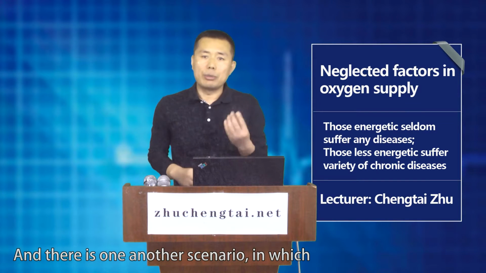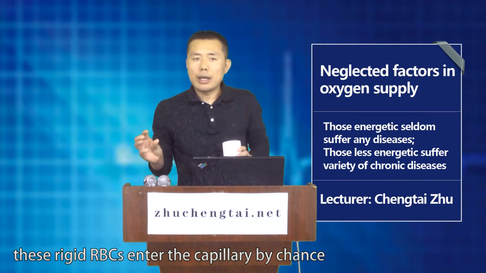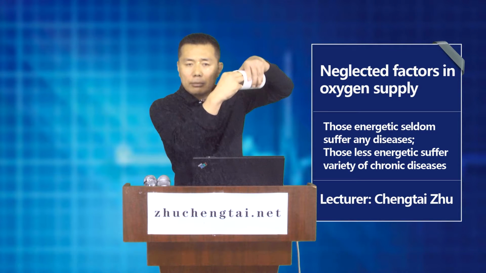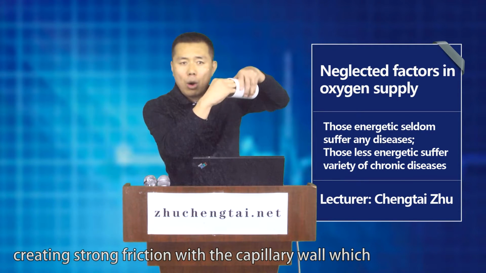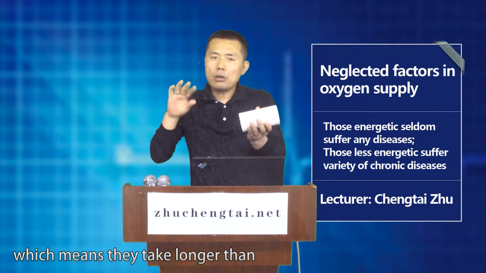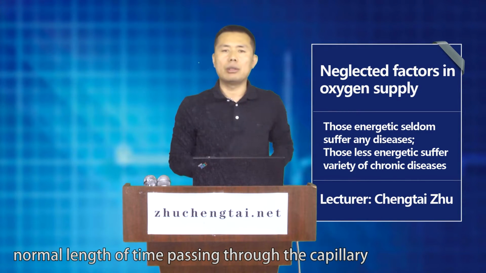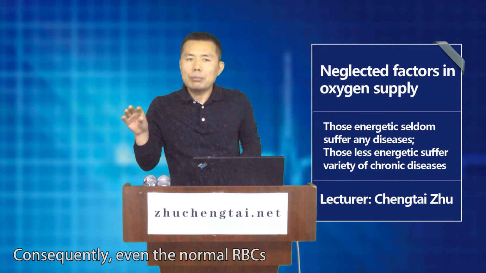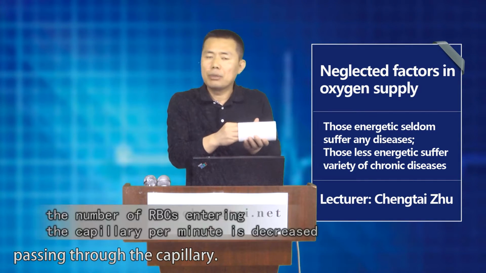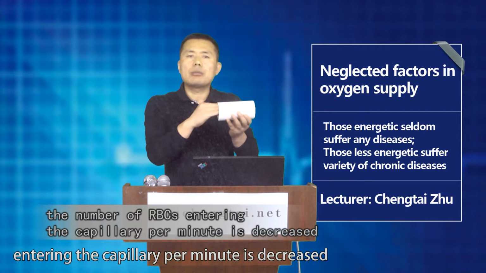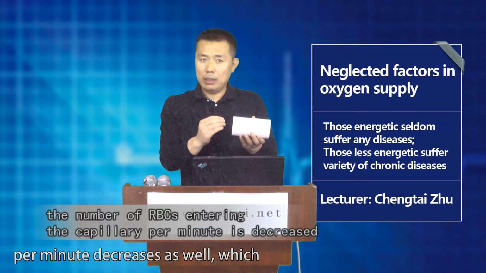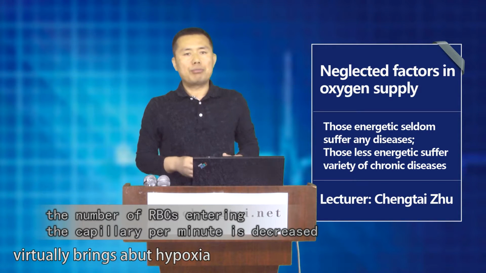And there is another scenario in which these rigid RBCs enter the capillary by chance, but they will make the capillary slightly bulge up, creating strong friction with the capillary wall, which obviously impedes the movement of these RBCs, which means they take longer than normal length of time passing through the capillary. Consequently, even the normal RBCs flowing behind them have to keep the same slow pace. As a result, the number of RBCs entering the capillary per minute is decreased. Therefore, the amount of oxygen released per minute decreased as well, which virtually brings about hypoxia.